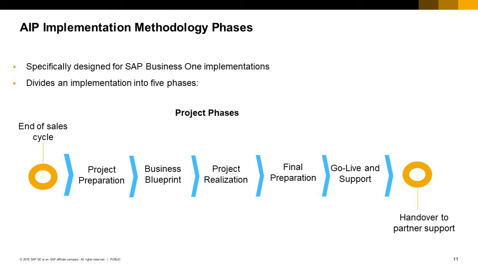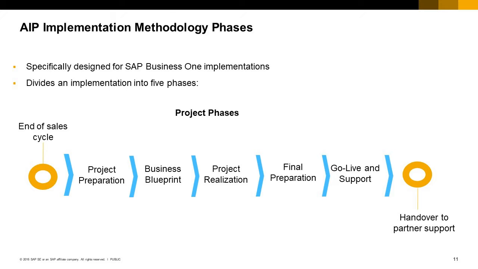The AIP methodology divides an implementation project into 5 phases. These phases cover the period starting with the handover from the sales team to right before the handover to the partner support organization. The phases are: Project preparation.